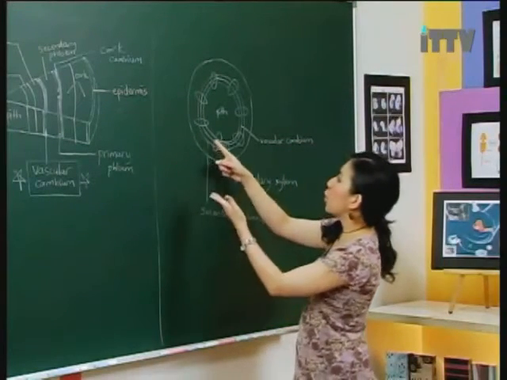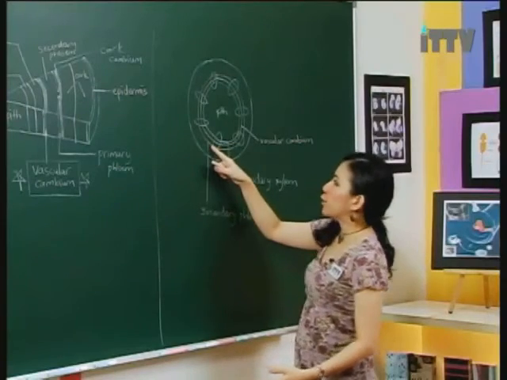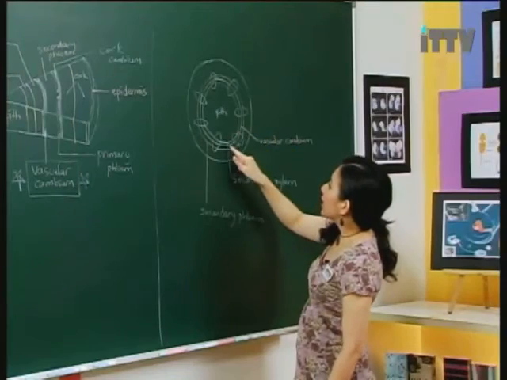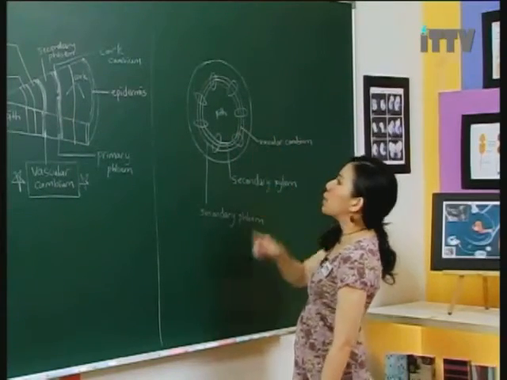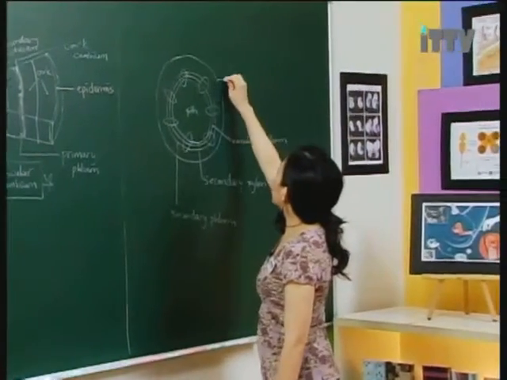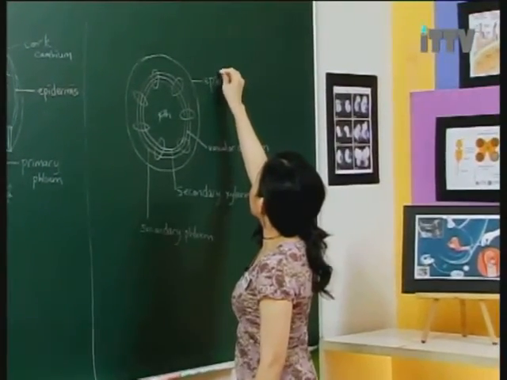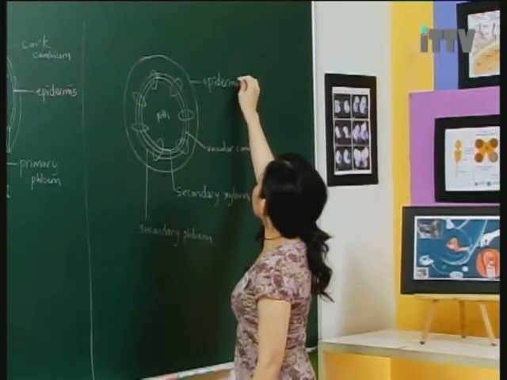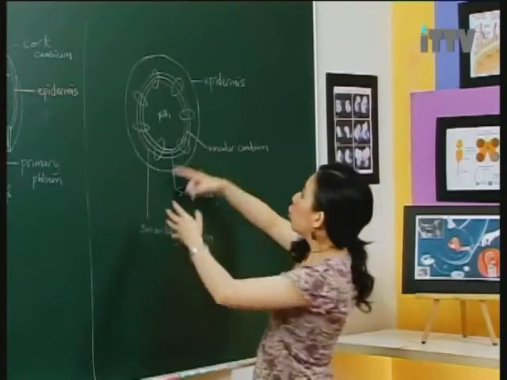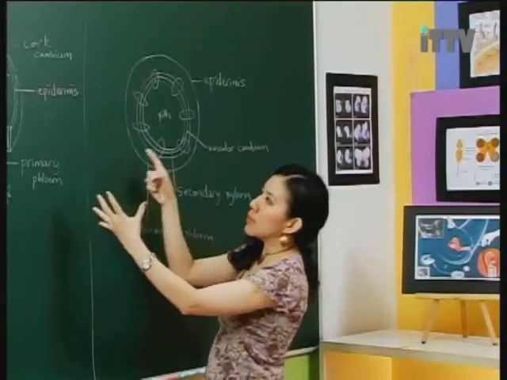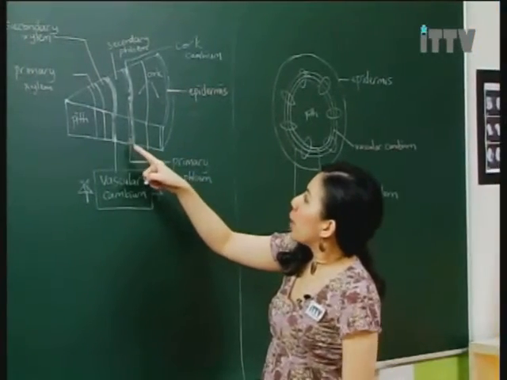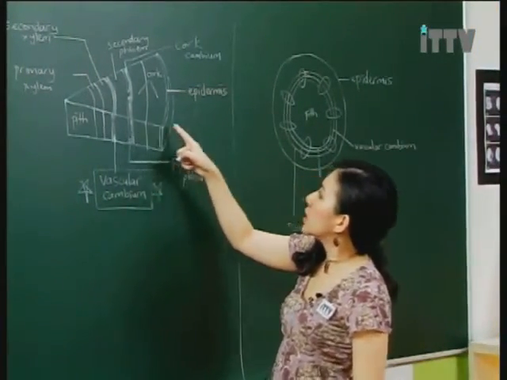So that's the secondary phloem on the outside. Secondary phloem on the outside, secondary phloem on the inside, vascular cambium in the middle. And of course the outside here will be the epidermis. So the primary phloem will be pushed outside to the epidermis like this. The primary phloem will be pushed towards the epidermis.